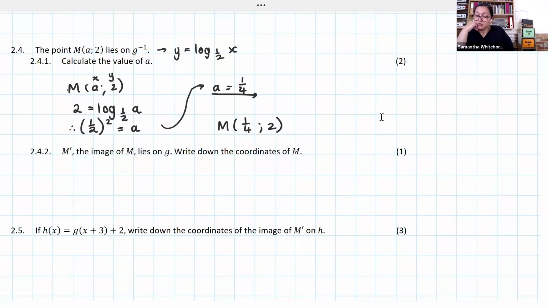Right, 2.4.2 says M prime. So this here is M prime. That little dash at the top means prime. Basically, what that means is it's an image. Some sort of transformation has happened to this coordinate to put it in a new position. And we call that image M prime, A prime, whatever. That little apostrophe is prime. So M prime, the image of M, lies on G. Write down the coordinates of M prime.